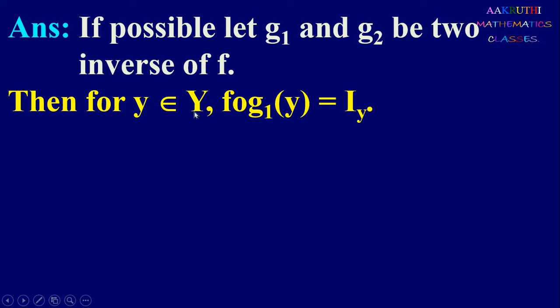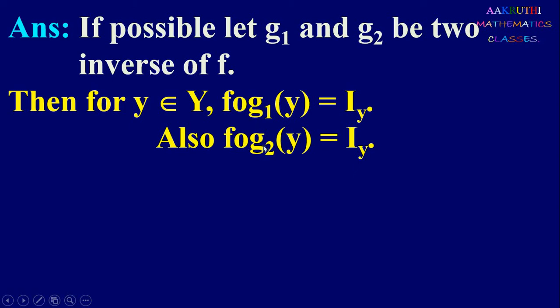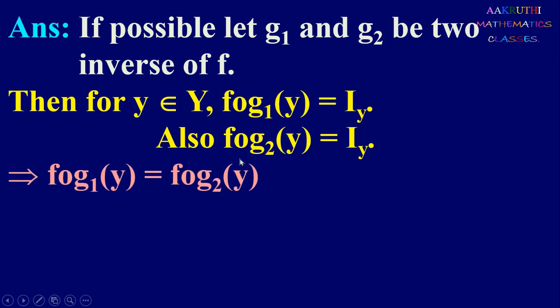So therefore for y belongs to Y, we get f composite g1 of y equal to Iy. Also f composite g2 of y is Iy. Here g1 and g2 are inverses of f. Therefore f composite g1 of y is Iy and f composite g2 of y is also Iy. Using this, we can write f composite g1 of y equal to f composite g2 of y. So here we have Iy. Therefore we can write f composite g1 of y equal to f composite g2 of y.